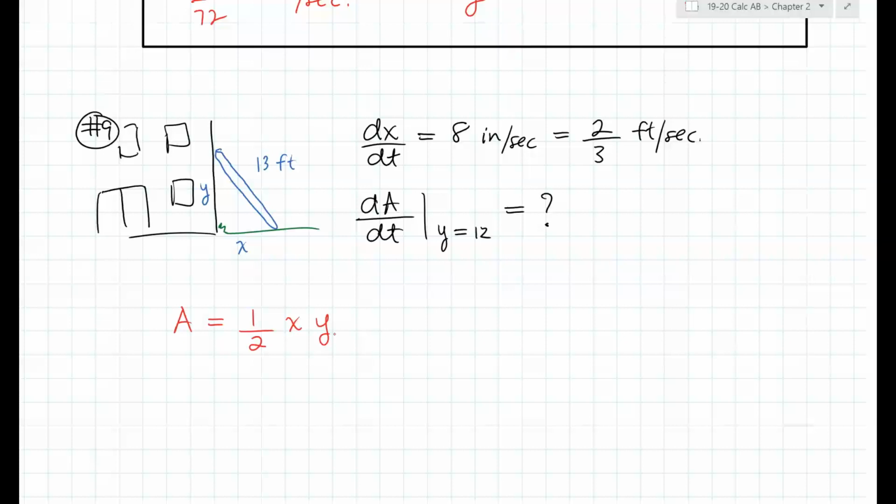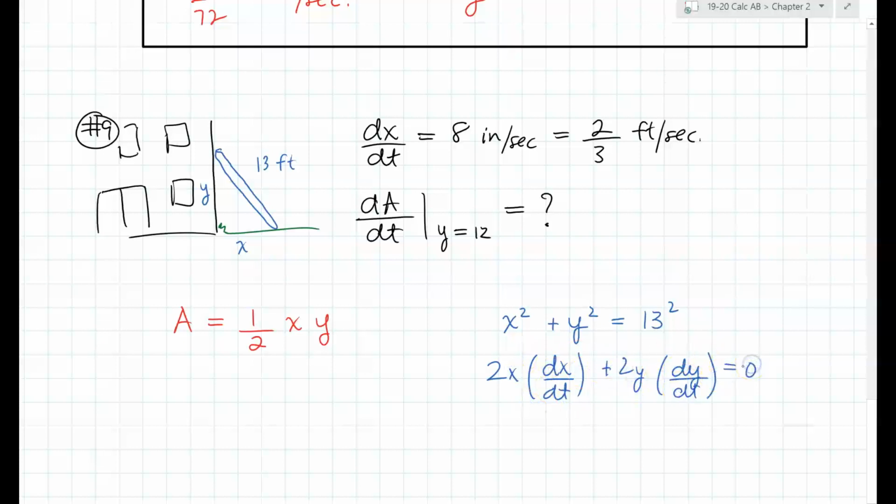I mean, we don't know dx, we know dx/dt, but we don't know dy/dt, right? Is there a way that I can find dy/dt? Yeah, let's try the Pythagorean theorem. Let's do that over here on the right side. x squared plus y squared equals 13 squared. I get 2x dx/dt plus 2y dy/dt equals 0.